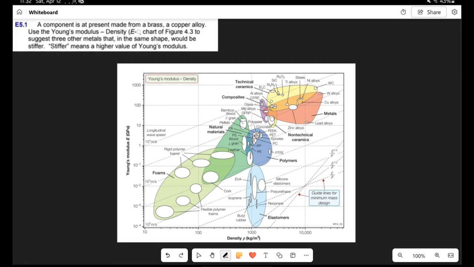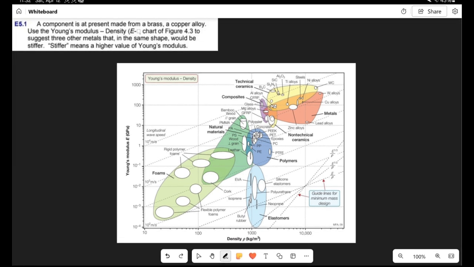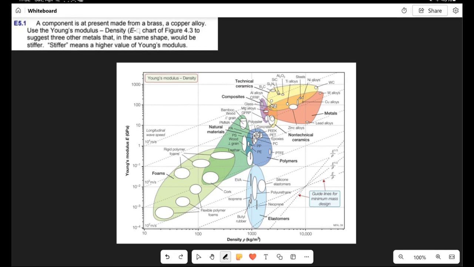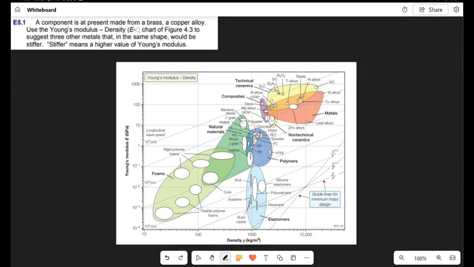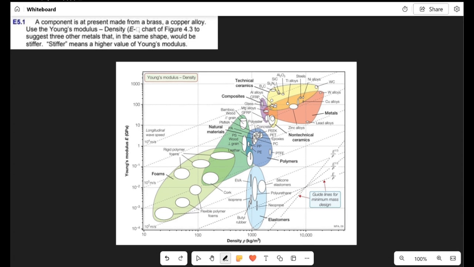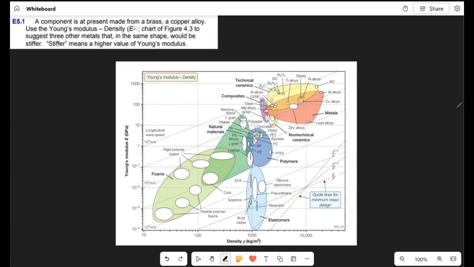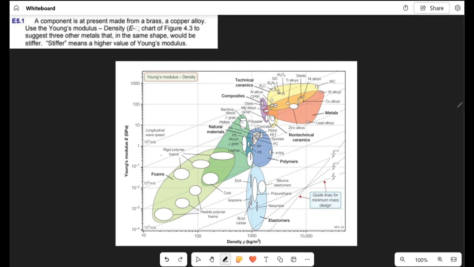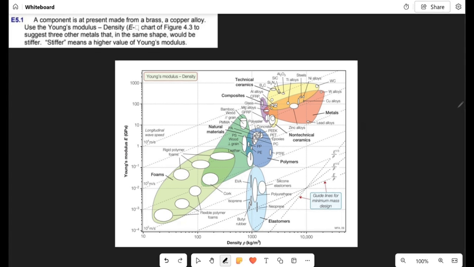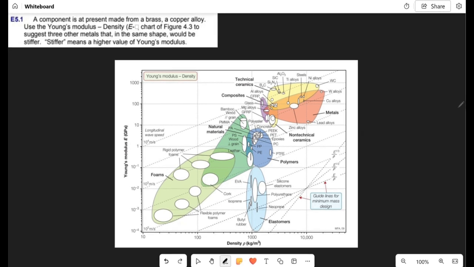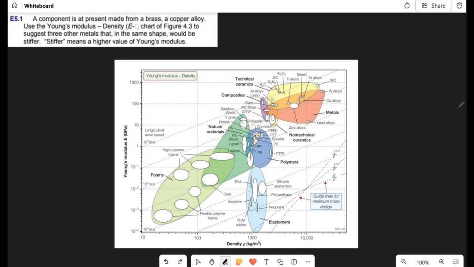If you look at the question, it says a material that is made from a copper alloy, which is what? Brass, made up of what? Copper and zinc. And we are trying to replace this material with another material. So they said use this density and Young's modulus chart to find materials that are stiffer than what? Copper alloys. So we are looking for metals, only metals, that are stiffer than copper alloys.